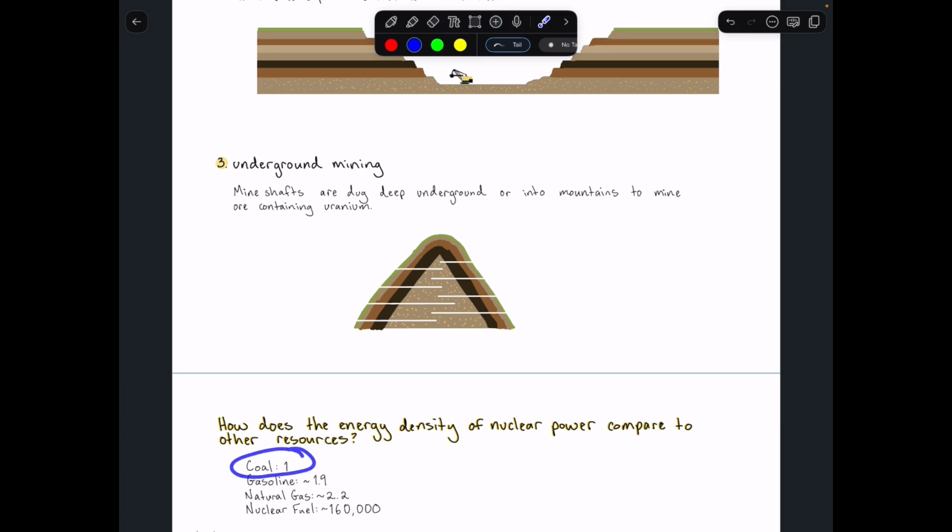If coal is considered to have an energy density of 1, so it has X amount of energy for every kilogram or every pound of coal, gasoline, for the same weight, for like 1 kilo or 1 pound of gasoline, has about 2 times the amount of energy as coal. So it's about 2 times as energy dense. Same with natural gas. Natural gas is a little bit more energy dense than coal. But nuclear fuel is about 160,000 times more energy dense than coal, which is like insane. It's very hard to visualize.